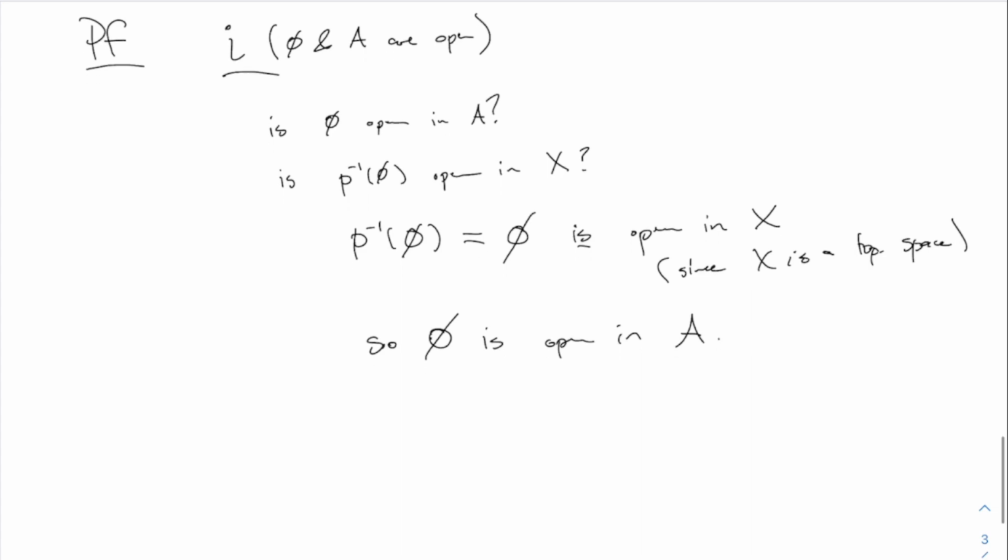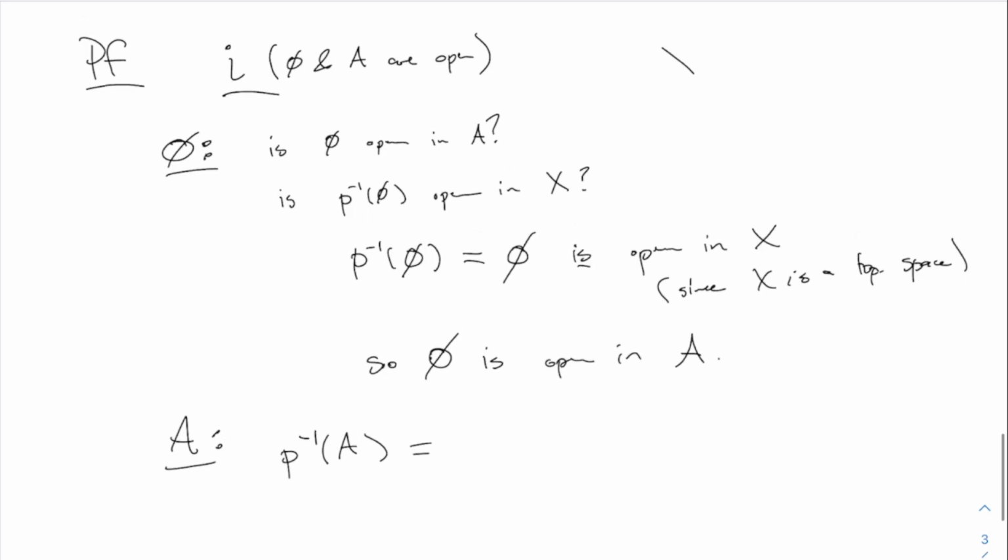What about A? So all of this was about the empty set. I've got to do the same thing. Is A open in A is the question. How we evaluate that would be this: P inverse of A, is that open in X or not? Previously it was fairly easy because P inverse of the empty set is the empty set. Can we say what P inverse of A is? Remember our scenario is we have X, whatever X is, and then P carries it over to A. Yeah?